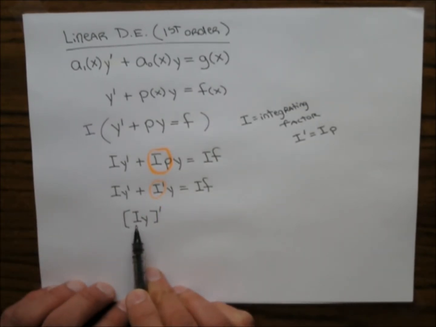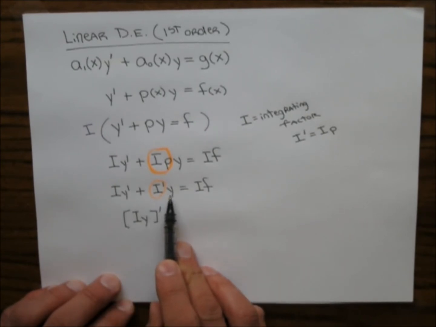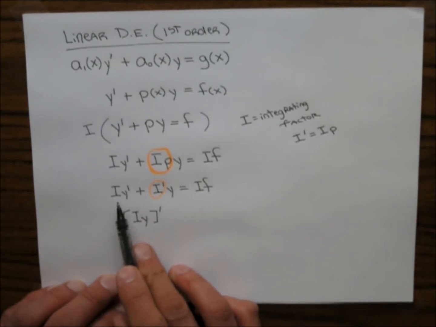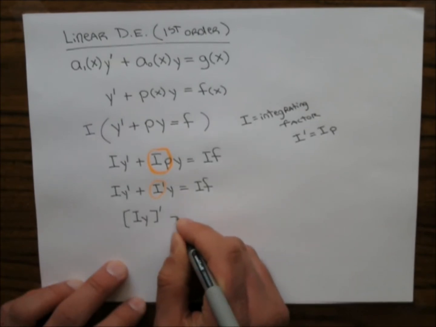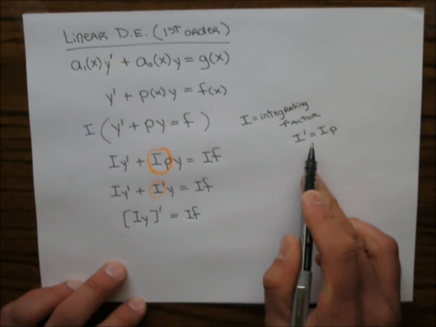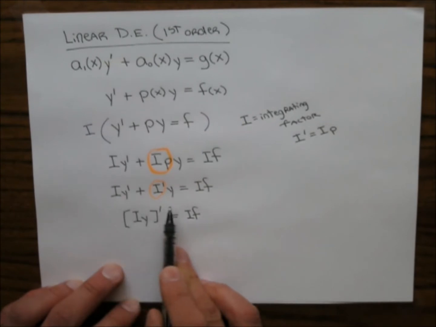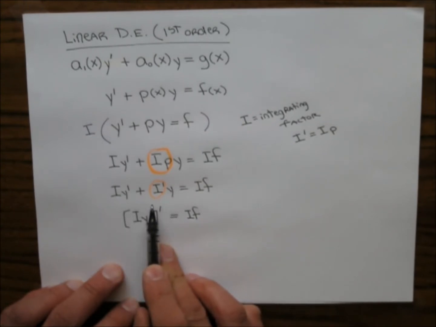We have, I usually do it this way: the derivative of the first times the second plus the first times the derivative of the second. This equals I times f. And so that's the magic of the integrating factor. It's not really magic, it's math, is the fact that now we get something that looks like this. This will happen on every problem.